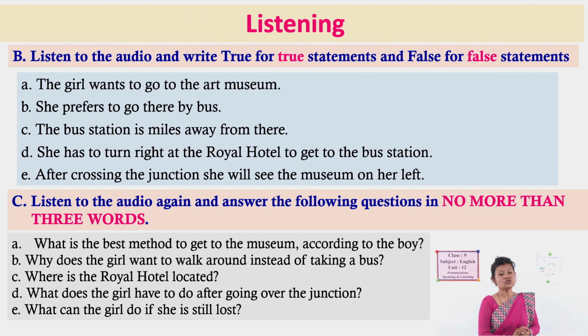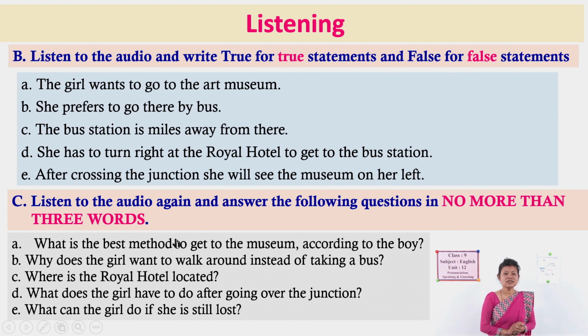So, what are those tasks? Let us have a look. B: listen to the audio and write true for true statements and false for false statements. The statements are like this. A, the girl wants to go to the art museum. So, whether it is true or false, you have to listen and find. If it is true, you have to mention true at the end of the statement, or if it is a false statement, then you have to mention false. B, she prefers to go there by bus. C, the bus station is miles away from there. D, she has to turn right at the Royal Hotel to get to the bus station. E, after crossing the junction, she will see the museum on her left.